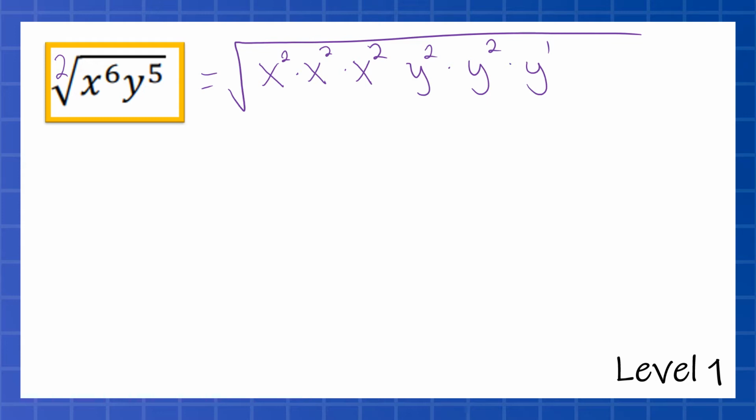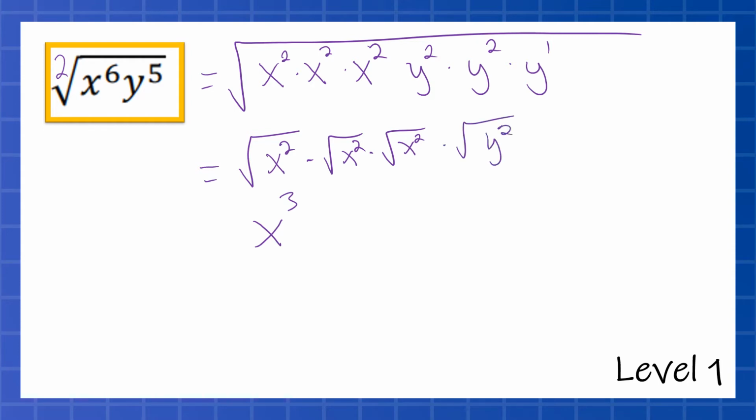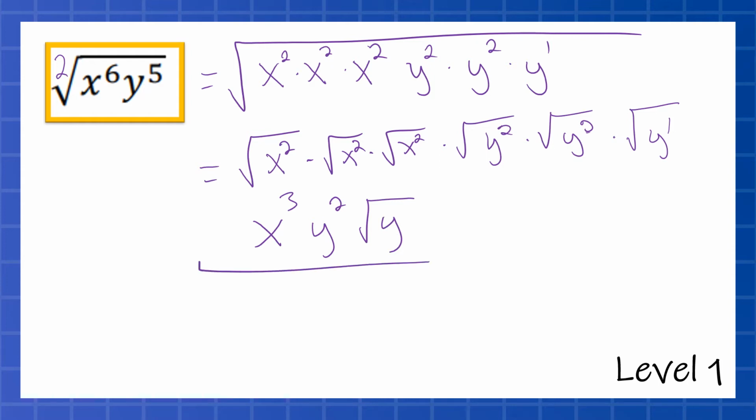When we do this, we're going to split this into our properties, and then I'm going to square root each one. Square root of x squared, well, that's just x. The square root of x squared, the square root of x squared, and so we end up with x to the 3rd, x times x times x. We can take the square root of y squared, and we can do that twice, and that's going to give us y squared. And then we have one last piece, this square root of y to the 1, and since that doesn't match up, we're just going to leave it just like that. So our simplified answer looks like that.